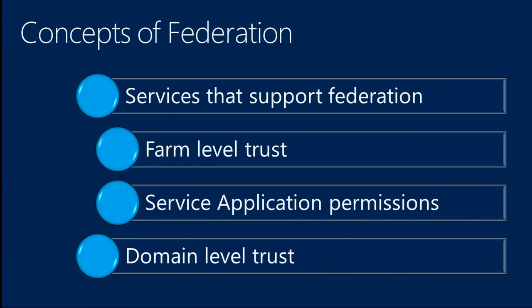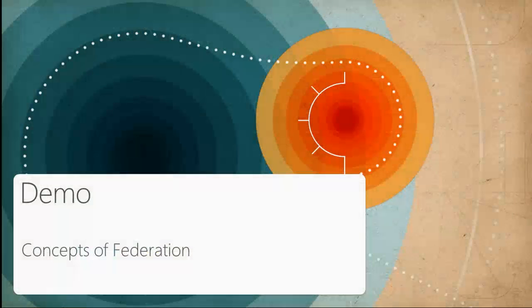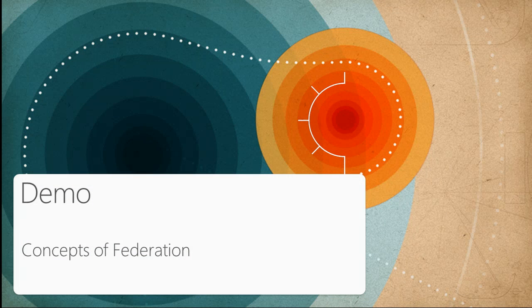And then the most important thing is the service application permissions. This is really where we're going to troubleshoot, because it's going to tell us that things aren't configured just right. And typically when you get that, it's going to be a permission issue. And then domain level trust, as I mentioned before, is required for two of the services if you're outside a domain. Now here, we're going to go ahead and start building our farm.